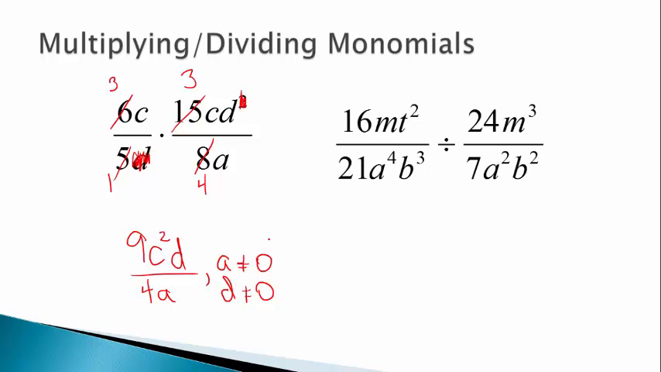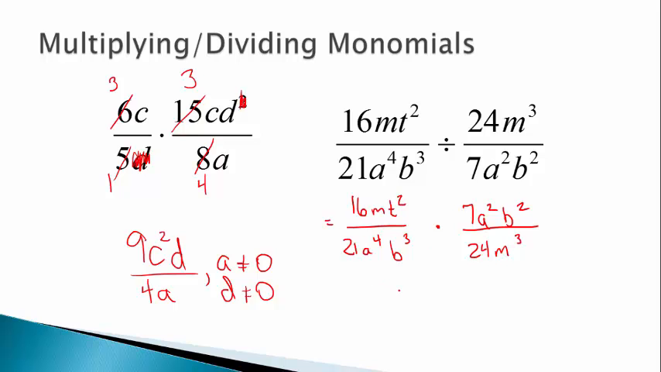All right, let's try another one. Okay, this is division. Remember when you divide two fractions, it's really a multiplication problem in disguise. So you rewrite the problem keeping the first fraction the same, changing division into multiplication, and then take the reciprocal or the flip of the right fraction. So now 7a squared b squared goes up top. 24m cubed goes to the bottom.